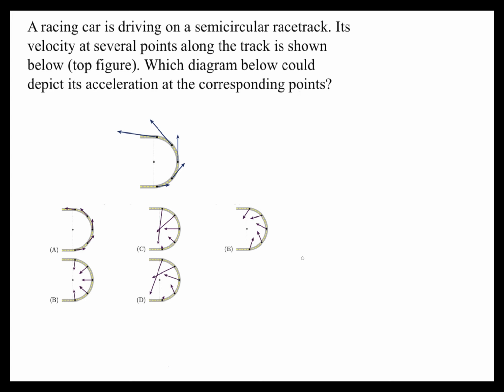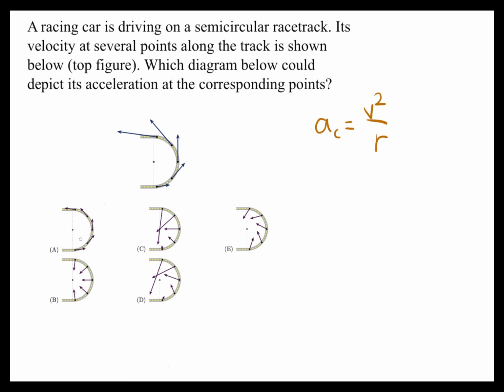So let's take a look at each of these diagrams. It's moving in a circle, so we know that it's going to have an acceleration towards the center of the circle to keep it moving in the circle. This is the centripetal acceleration, or the radial acceleration, and that is equal to the velocity squared over the radius.